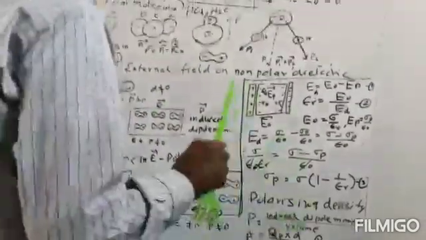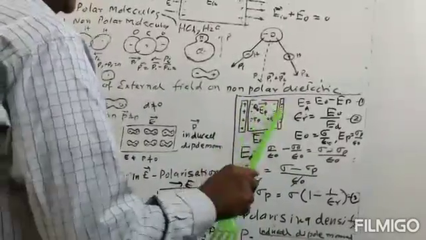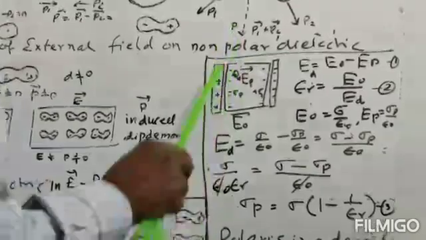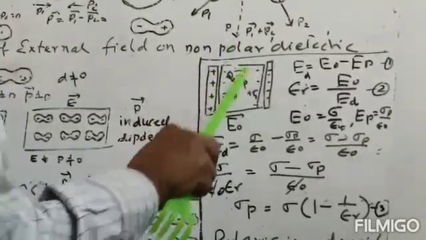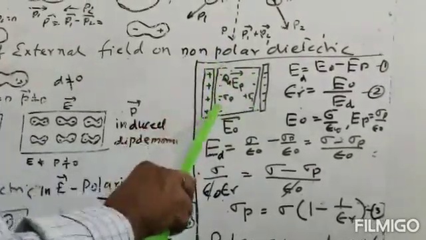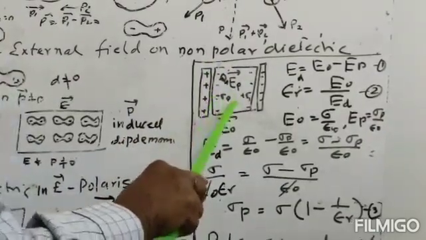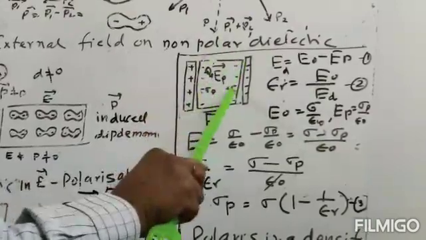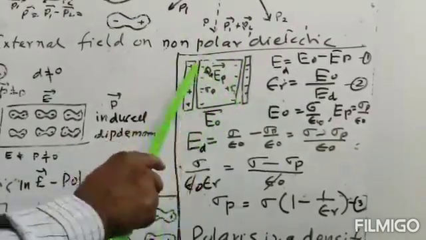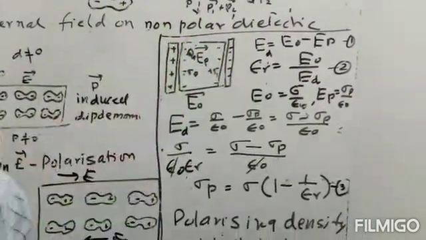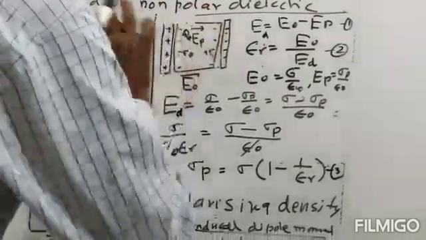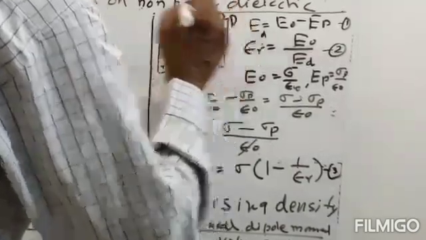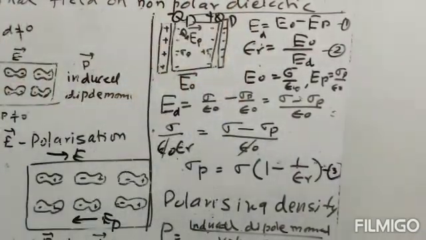So here we have a positive plate and a negative plate. Now this is the dielectric. There is negative charge here and positive charge here. Here the negative charge density is minus sigma p, and here it is plus sigma p. The charge accumulated here will be minus q p, and here will be plus q p. That will be the charge due to the polarization.